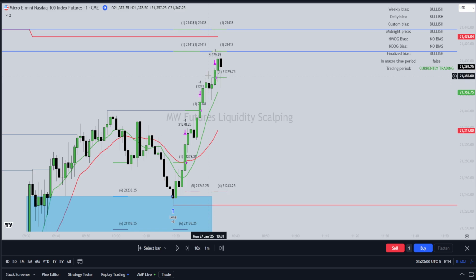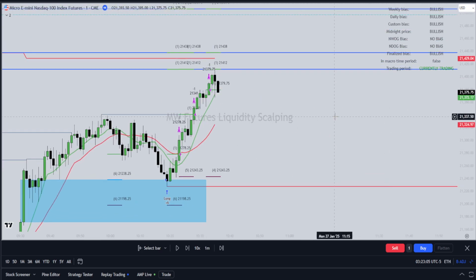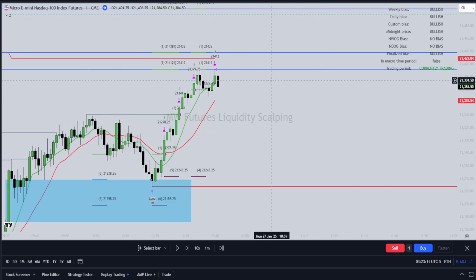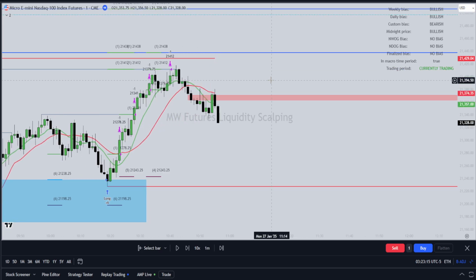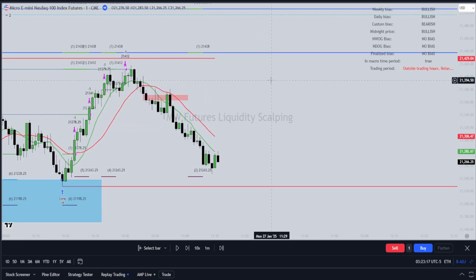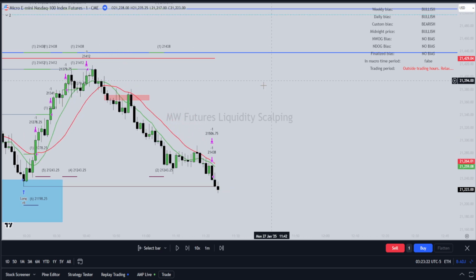New liquidity pools created around 10:32. We just keep taking profits. So right now, of the 6 contracts that were in, we have already taken off 3. Now we have taken off 4, and from here on, price will actually go back, and eventually we will hit our stop loss.